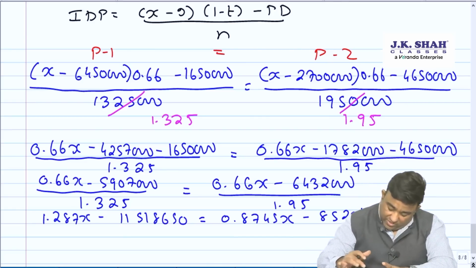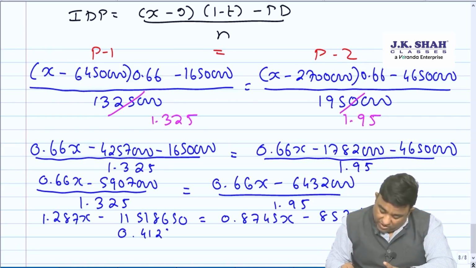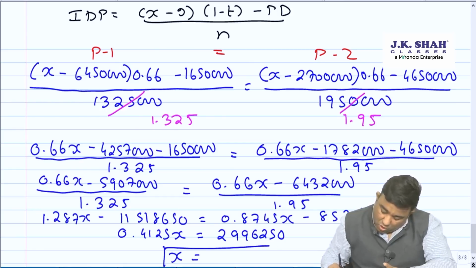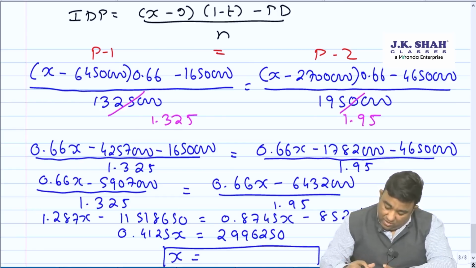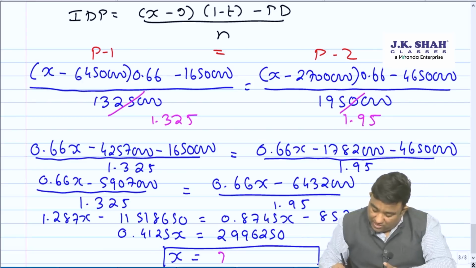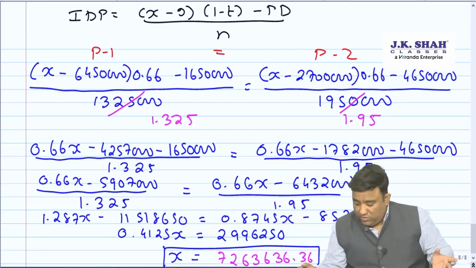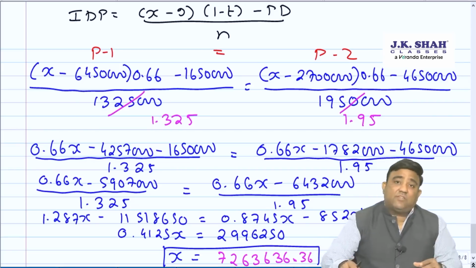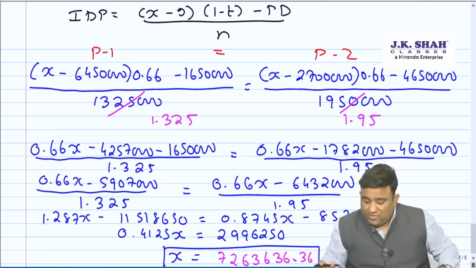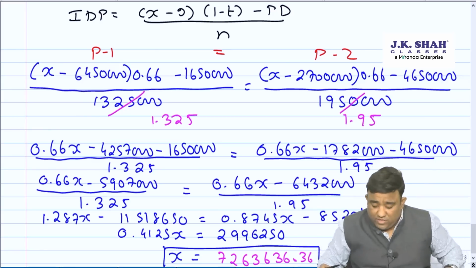Now 1.287 minus 0.8745, that gives you 0.4125x, and same way 8522,400 minus 11518650, it is 2996250. And a final answer on the card, student, divide by 0.4125, it is something like 7263636.36 and so on. The decimal working is not required, but still I'm just respecting the ICAI solution. That's it. Clear, everyone? Are you getting this?